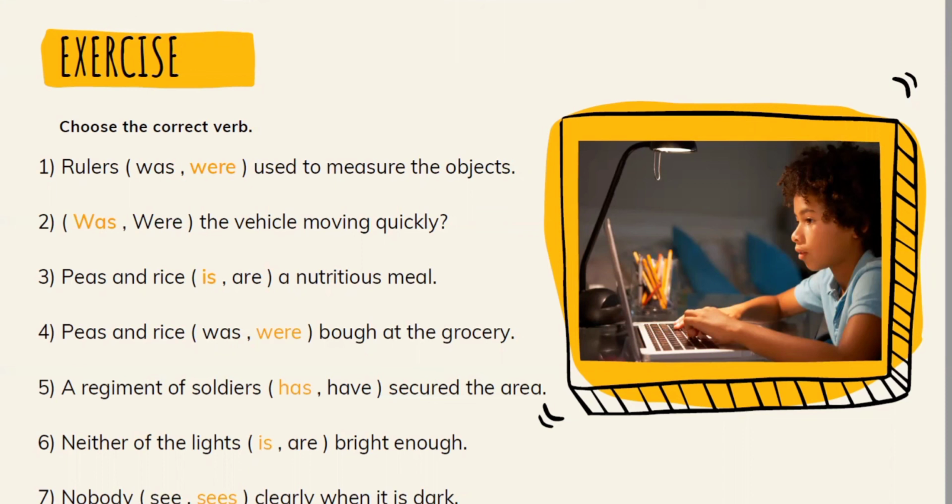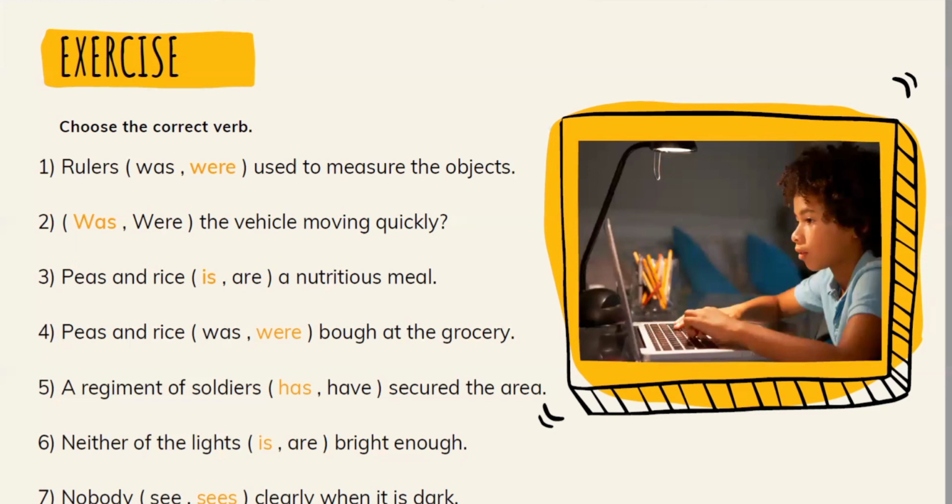Now, it's always a good idea to write down the rule that is being used. For instance, let's look at the first sentence. Rulers were used to measure the objects. You can also write beneath that, plural subject, plural verb. For the second one, was the vehicle moving quickly? That's a singular subject, the vehicle. Singular subject, singular verb. So you write down the rules beneath each sentence.